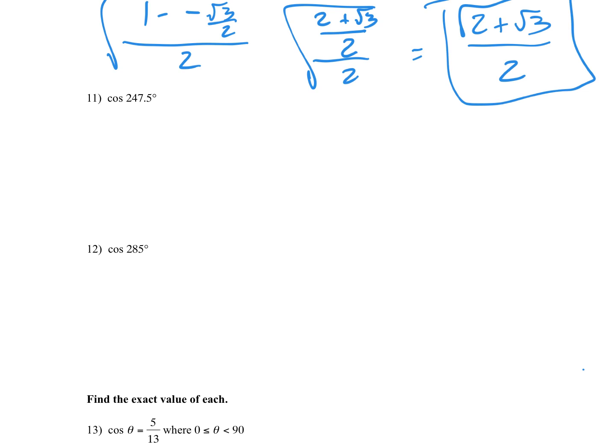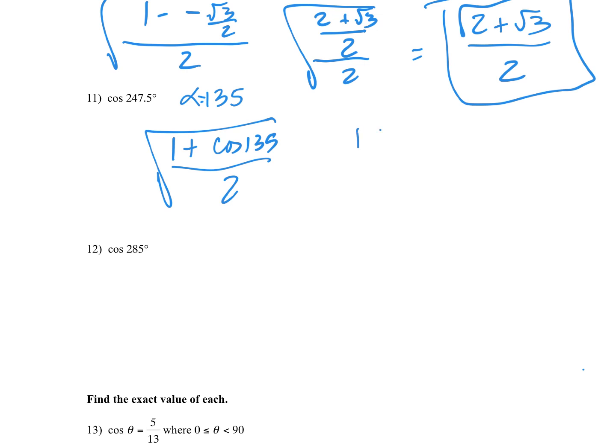Now this one's a little squirrely, because when you double 247.5, you get 495. But then I'm going to go ahead and take 360 off of that so you can use your unit circle. So this is the same as the cosine. 495 minus 360 is 135, and that's what your alpha is going to be. And they want the cosine, so that's 1 plus cosine of 135 divided by 2, all under the radical.